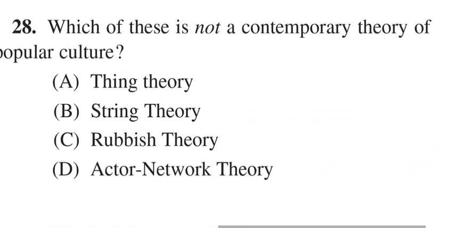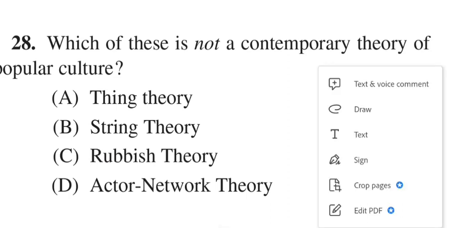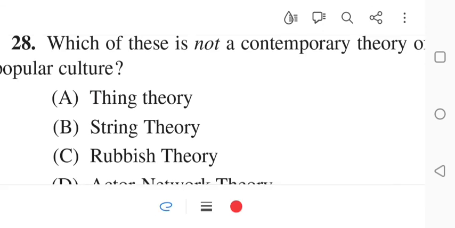Then we will go to our next question. It says, which of these is not a contemporary theory of popular culture? Thing theory, string theory, rubbish theory, actor network theory. All theories are important. Please go through it. Number 28. So correct answer is B, that is string theory. This is not related to a contemporary theory of popular culture.